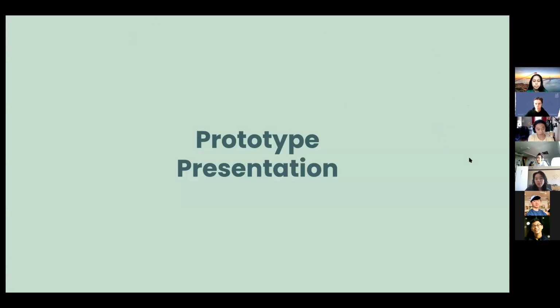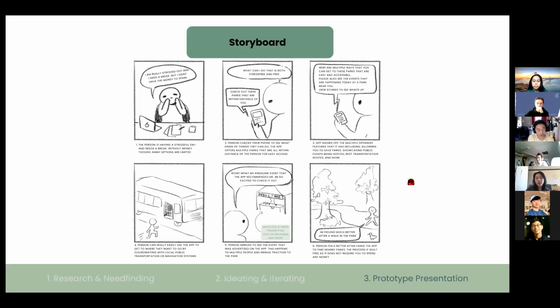So I'm going to go into the prototype presentation a little bit. And the prototype, this basic storyboard that we came up with, is that you have a persona who needs a break, doesn't have money really, and can't take a lot of time to go out. So they would check their phone, go on our app, see what kind of parks are nearby and see if they like any of the parks. They could also go on our app and look at the events that are happening at each of the parks.